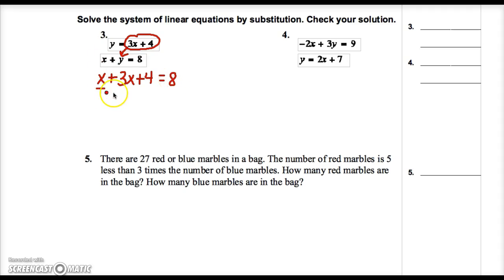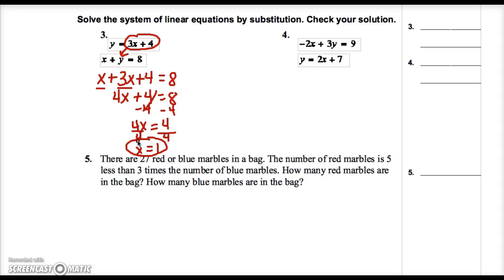So I can combine like terms. Remember, this is a 1x. So 1x plus 3x is 4x. I still have a plus 4, and then equals 8. I need to subtract 4 on each side. So 4x equals 4. And then divide by 4. So x equals 1.